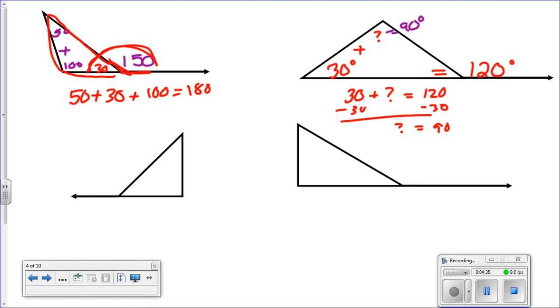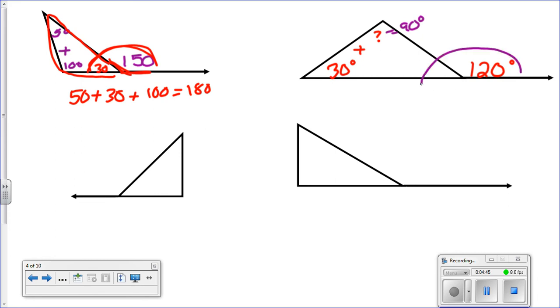Well, I can prove to you that all this is true because if this is 120, these two add up to 180. So 180 take away 120 means that this angle is 60. Well, we know that the sum of the angles in any triangle is 180. So let's add 30 plus 90 is 120. See, we said that. And 120 plus 60 is 180. So they add up to 180. All right, let's try this again.